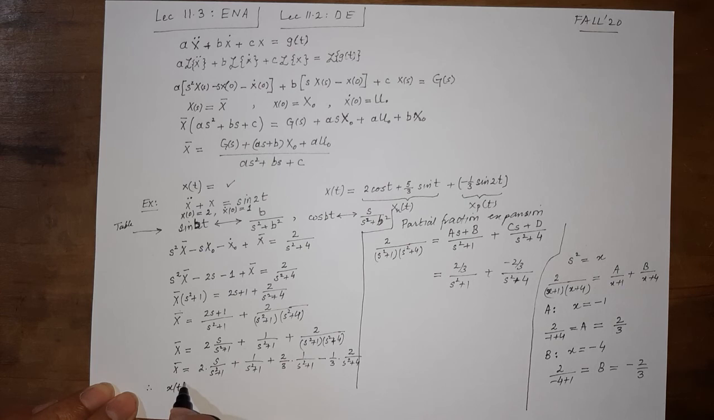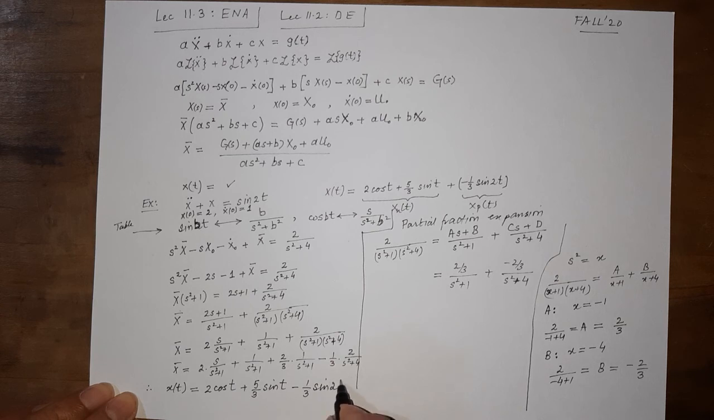x of t would be equal to 2 times, what is this? This is a Laplace transform of what? Cos of t. Or we can actually combine these two. So this is 1 of this thing and this is 2 by 3 of this thing. So together they are going to become 5 by 3 of, what is this? Sine of t, and minus 1 by 3 of sine of 2t.